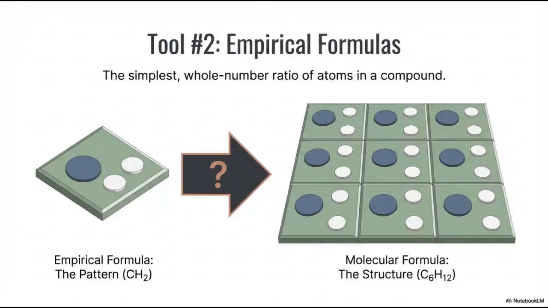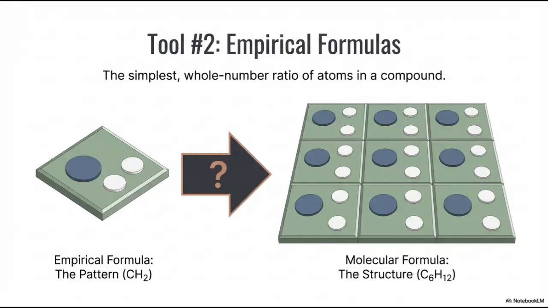Those percentages are going to give us what we call the empirical formula. So it's the pattern, it's the structure that relates all the elements in the sample that I have present. So let's say I have CH2. That's the pattern that I'm looking for.